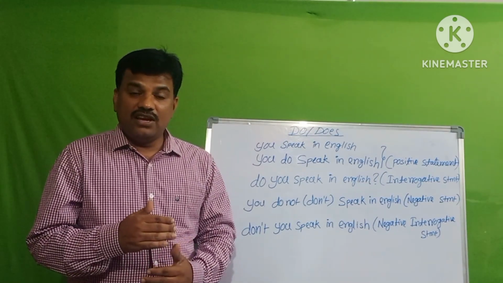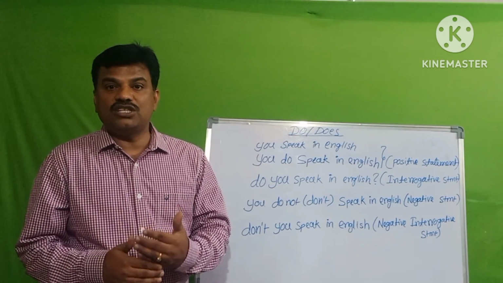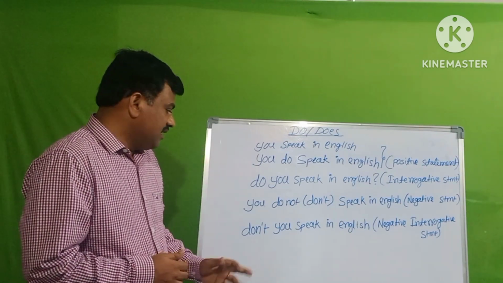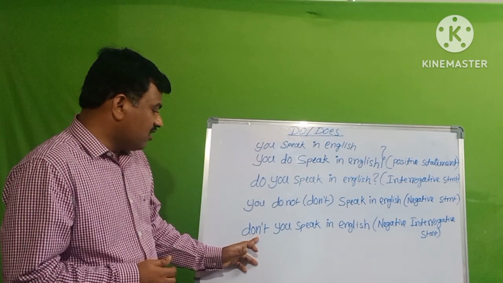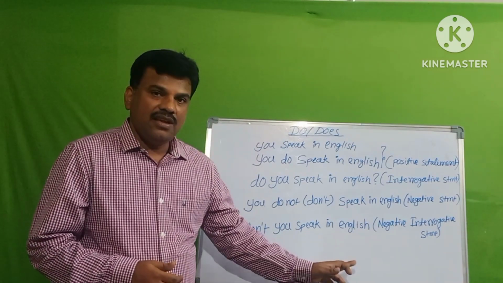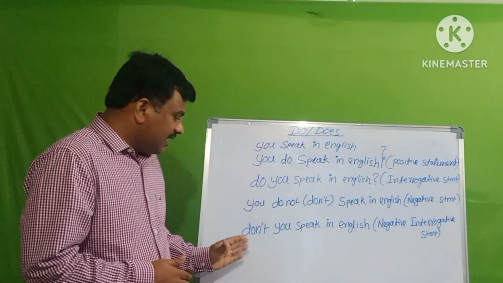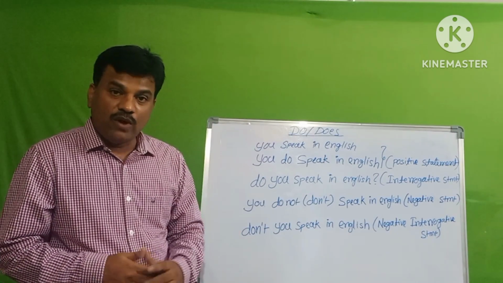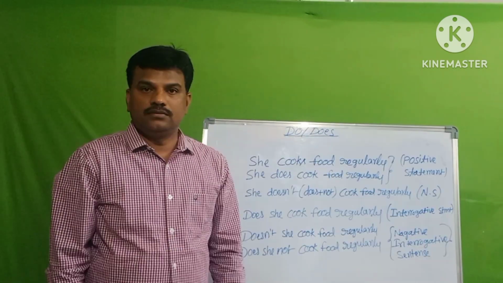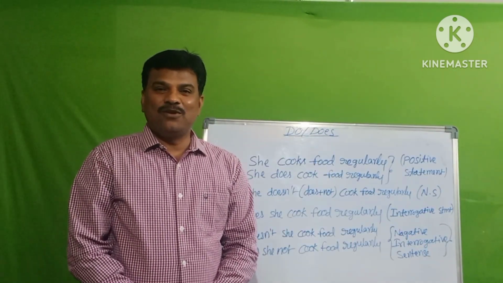In the same way, the negative interrogative statement. That means you are again making the question from the statement. See, do plus not: don't you speak in English? Here also we can use a WH word. Why don't you speak in English? Now let us see one more example with this.